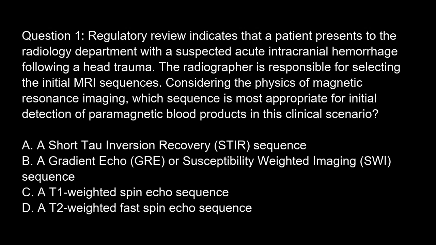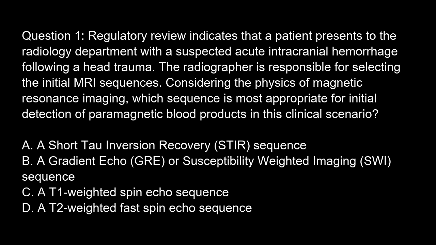Question 1. Regulatory review indicates that a patient presents to the radiology department with a suspected acute intracranial hemorrhage following a head trauma. The radiographer is responsible for selecting the initial MRI sequences. Considering the physics of magnetic resonance imaging, which sequence is most appropriate for initial detection of paramagnetic blood products in this clinical scenario? Option A, a short tau inversion recovery (STIR) sequence.